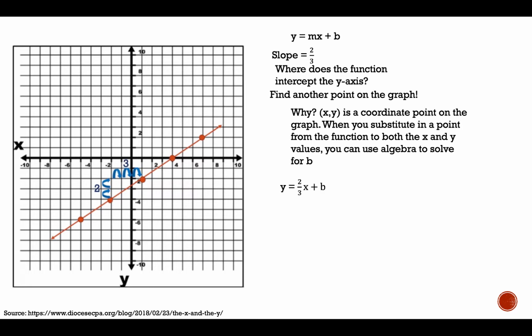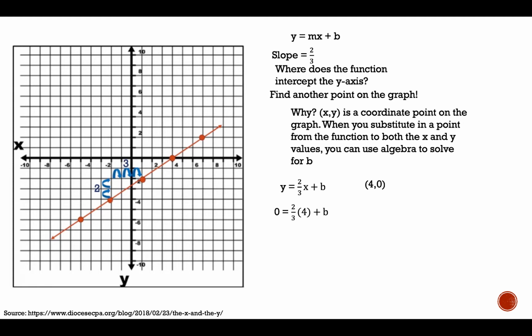We have y equals 2/3 x plus b. We can pick from one of the points that we plotted, so we can either choose this one, this one, this one, this one, or this one. This one seems easiest because it's 4, 0, and solving with zeros is always easy. So we can plug in 4 for our x value and 0 for our y value.